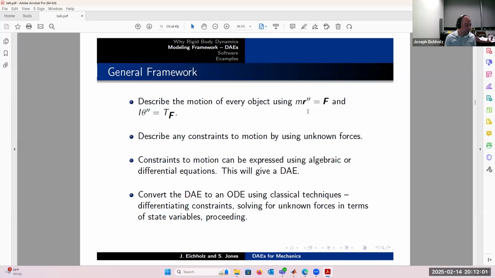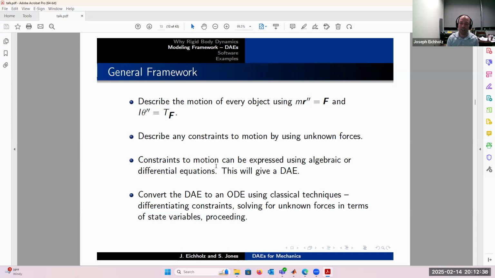Okay, so what are we going to do? The only thing that's left is what happens if your object isn't free to move into any configuration. What if it's constrained? What we're going to do is describe any constraints to motion using unknown forces. Those constraints to motion, we can express them using algebraic or differential equations. And now we're going to have our equations of motion, and we're going to have our algebraic constraints saying like this part of the object has to stay in this position. That's going to give us a DAE, which is a differential algebraic equation.